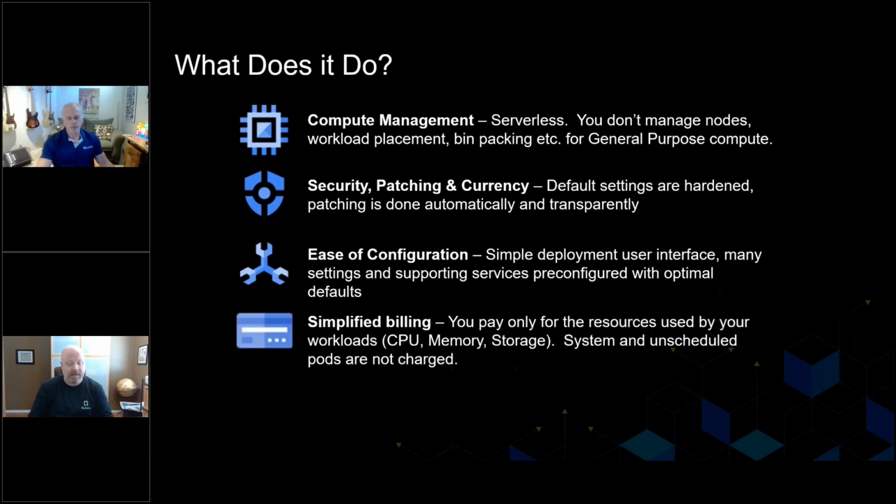Andy mentioned simplified billing, the fact that you pay only for the resources that you use, so CPU, memory, and storage. That's something that's very important. We're going to drill into that a bit more in a further slide, as well as what serverless means. And just another thing to keep in mind is that system pods that run your Kubernetes cluster, those are things that you're not billed for. You're only billed for your actual workloads, and also unscheduled pods. So if something is stuck in a pending mode, you're not going to be paying for workloads that aren't actually deployed and running.